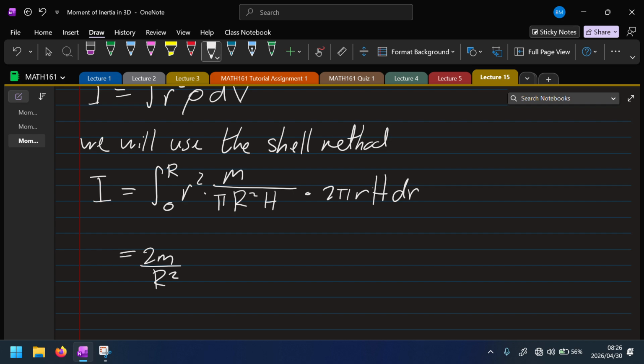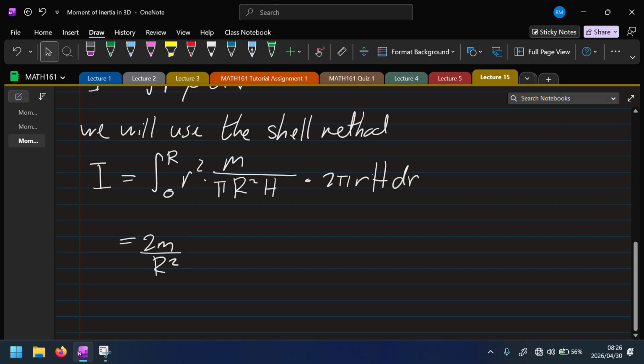Okay, so very interesting. This h and the h cancels. So it doesn't matter how tall the cylinder is, it will have the same moment of inertia. Okay, you can think about that. Why is that the case? Okay, that's more of like a physics thing. I'm not going to ask you on that, but think about it.